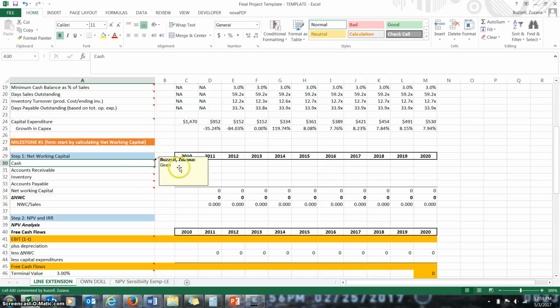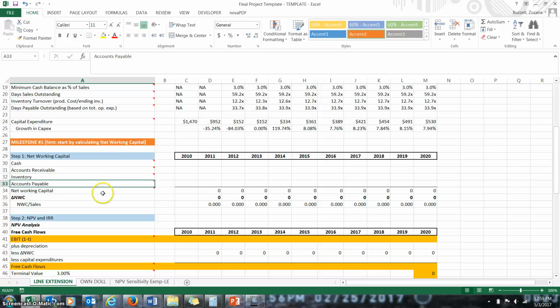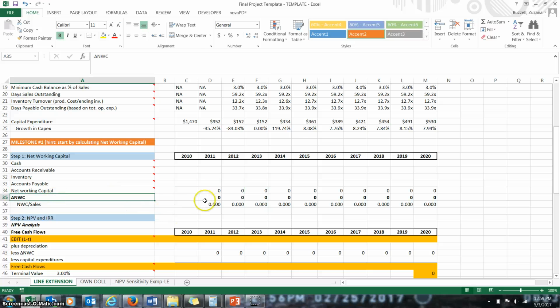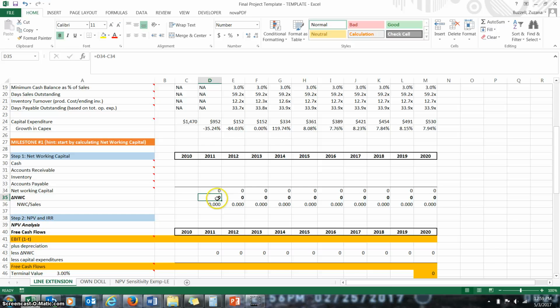I have looked at the cash, which is given, the accounts receivable, those are given, inventory given, accounts payable given. For net working capital, I have provided you with the formula: cash plus accounts receivable plus inventory minus accounts payable. And I have also set up the formula here for you. Then we have the change in net working capital, which is simply the change year over year. Then you have net working capital over sales, so I have provided you with the formula.